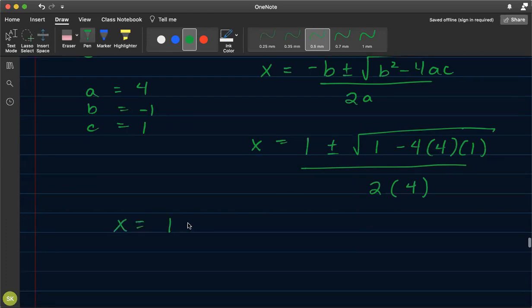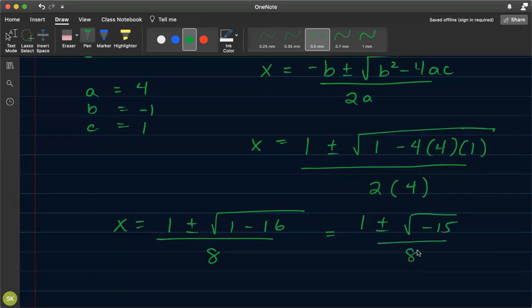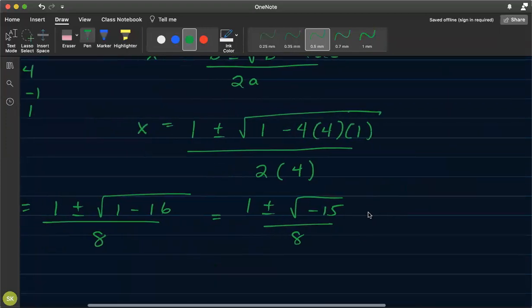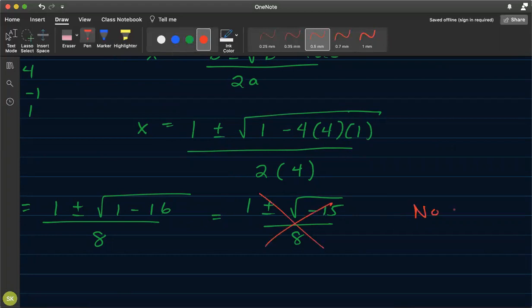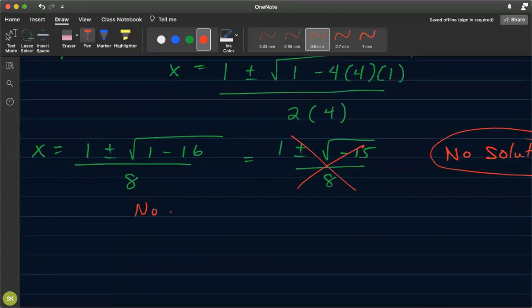So we get x is equal to 1 plus or minus square root 1 minus 16 over 8, which is 1 plus or minus square root -15 over 8. So do you see what has happened? We have a negative under a square root. Okay, we cannot have negatives under the square root, so we have no solution. Whenever you have a negative, so let me write this down, no negatives under square roots. Whenever that happens, you always get no solution.